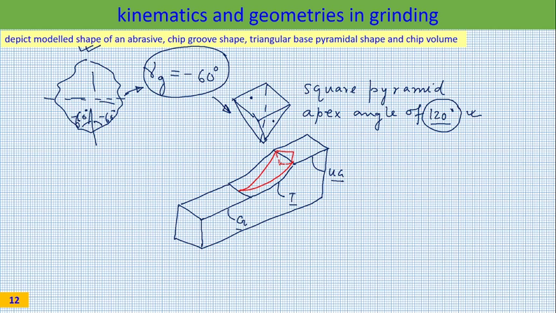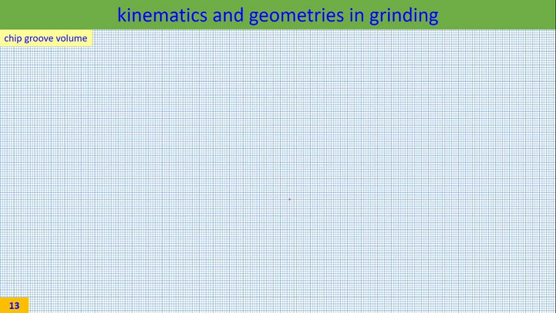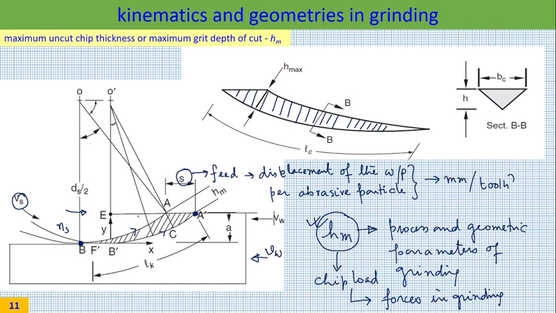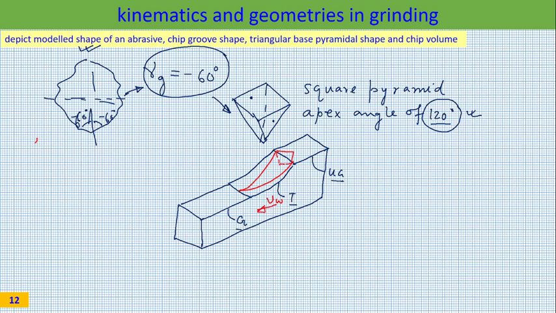Why would it look like this? Because as it progresses in this particular direction, because of VW, gradually the instantaneous chip thickness would increase. So this is your HI. HI is instantaneous uncut chip thickness. That would increase. Why would I have this kind of shape? This kind of shape means gradually the width is increasing. That will come because I have assumed my grit to be having a pyramidal shape. So this would be the chip groove.